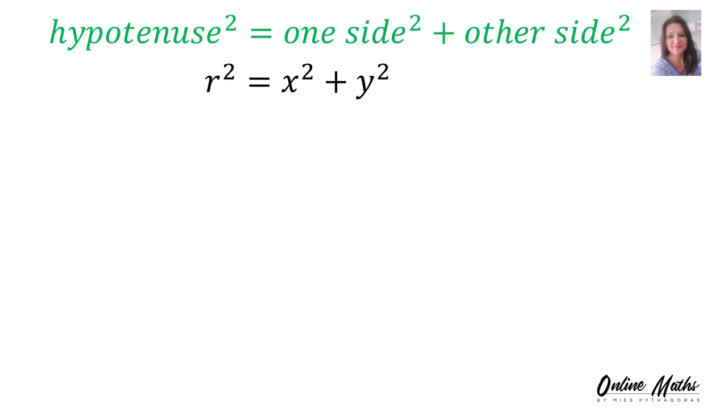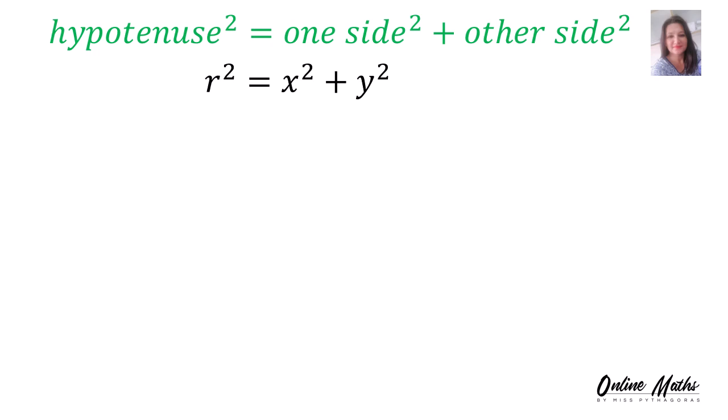Remember, the Theorem of Pythagoras says that the hypotenuse squared is equal to one side squared plus the other side squared. And we know this as r squared is equal to x squared plus y squared. Now, when you want to prove that a triangle is indeed a right angled triangle, you will do the opposite of the Theorem of Pythagoras, since Pythagoras only works in a right angled triangle.